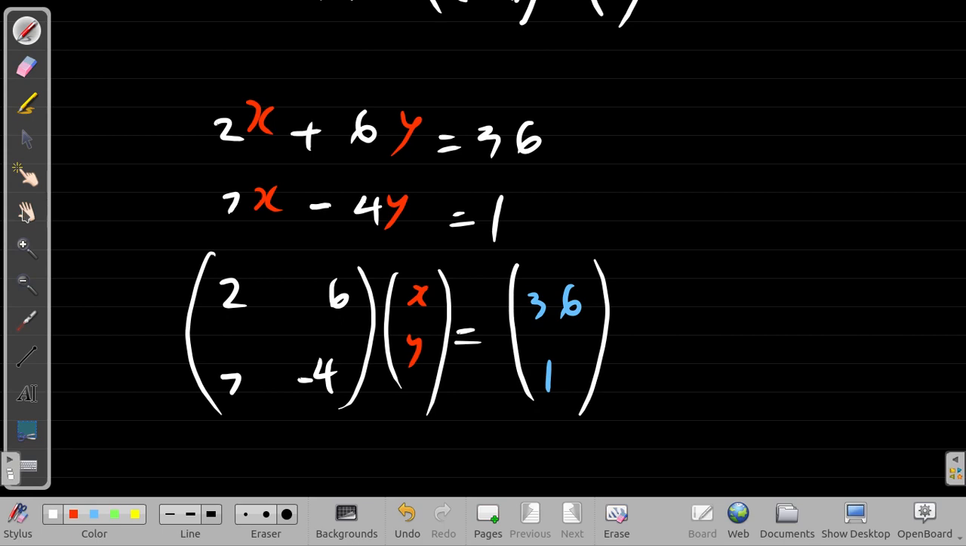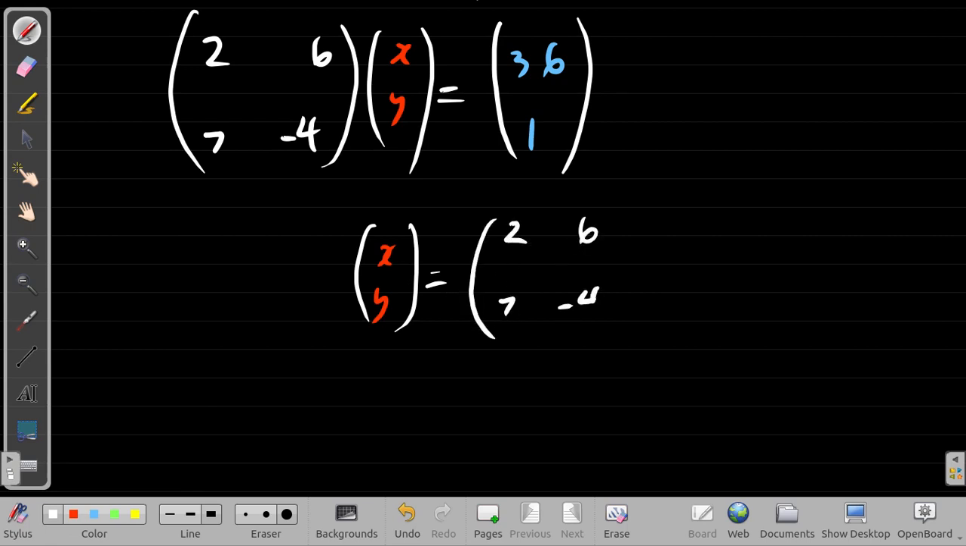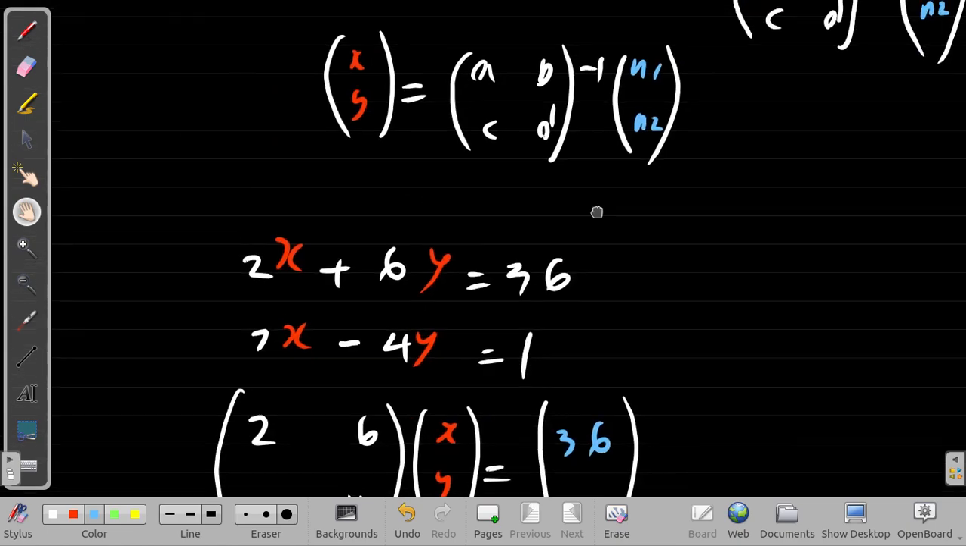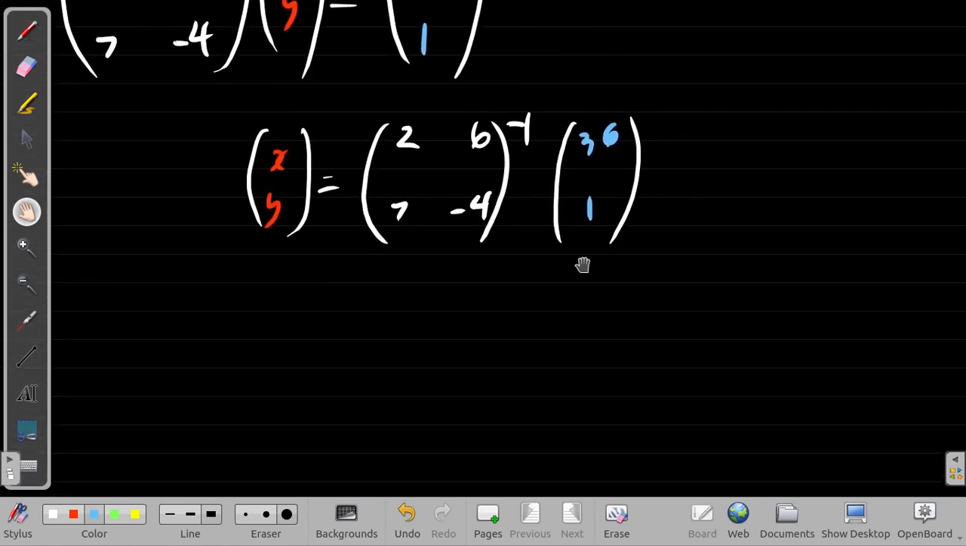And then the answer x, y is going to be equal to 2, 6, 7, negative 4 inverse times 36, 1. So you see that? That means you need to find the inverse of 2, 6, 7, negative 4. Now how do you find the inverse again? The inverse of a, b, c, d is 1 over ad minus bc times the matrix where you interchange a and d and change the sign of b and c. So you're going to apply that to this now.